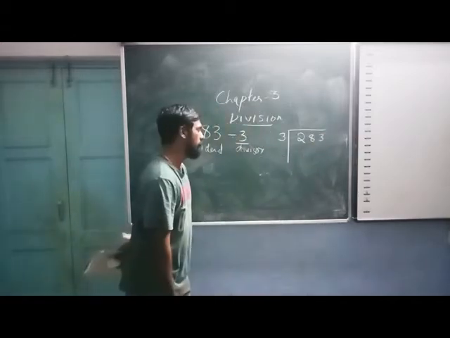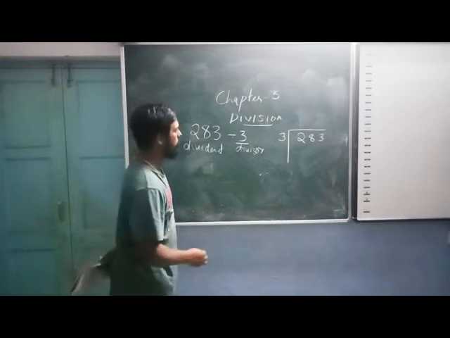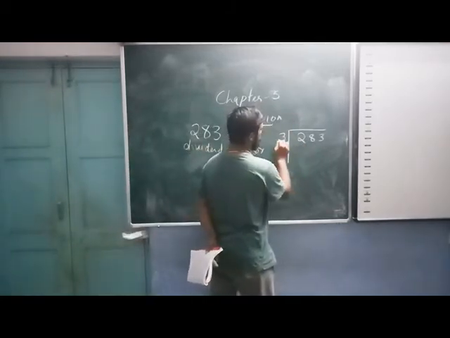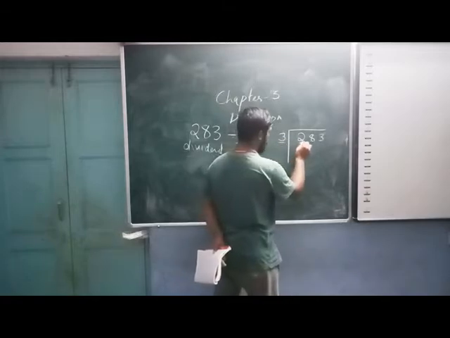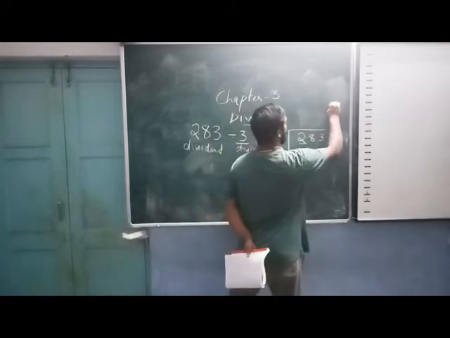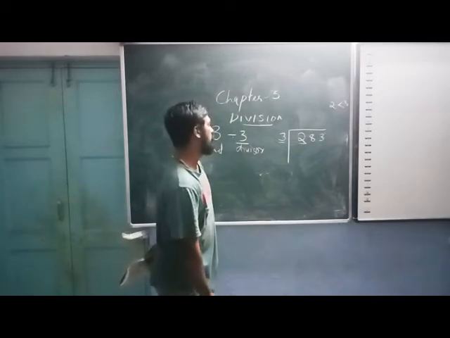So how do we do it? You might have learned in the previous classes how to divide. First of all, look into the first number. This is a 1-digit number. So let us consider the first digit. But what happened? 2 is less than 3, so we cannot divide a smaller digit by a bigger digit.